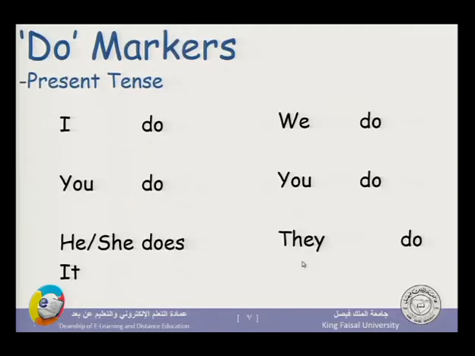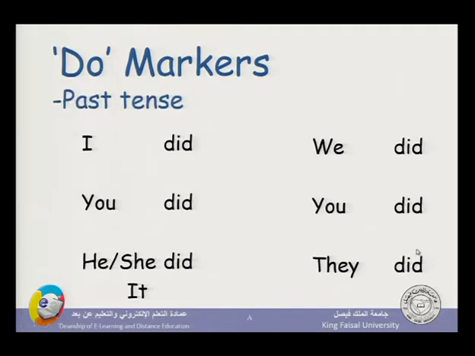Now, another question, what if there is no helping verb in the sentence? As I said, to ask a question, you need to place a helping verb in the question. If there is a helping verb in the sentence, that's fine, you can use it. But if there is no helping verb, then we use the do markers, do, does, did, all right? Just to remind you, we use do with I do, you do, he, she does, all right? It does as well. We do, you do, they do, all right? And in past tense, we use did with all of them. I did, you did, they did, and so on.